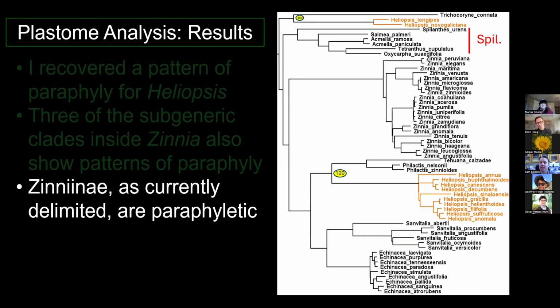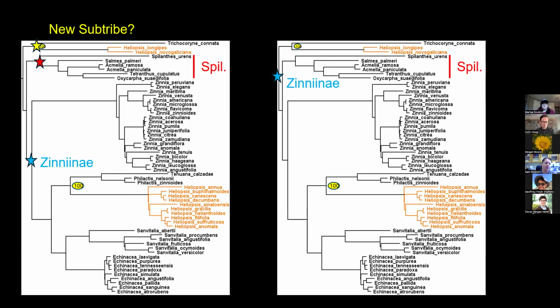So there's two ways to approach this problem. On the left, we can keep it as it was, with Zinniini at the blue star at that node, and keep the Spilantini separate with the red star like they've always been, I think since about 2000. The name is escaping me. It'll come to me eventually.